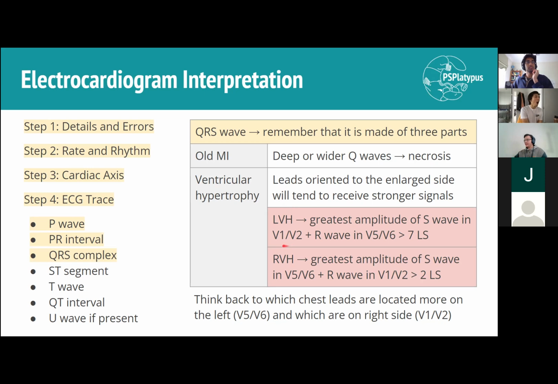So it's a bit of maths, I know it's really annoying, but you just want to be able to compare V1 and V2 to V5 and V6. Take the greatest amplitude of the S wave, which is going down, in V1 and V2, and the R wave in V5, V6, which is going up. If you add them up, if it's greater than 7, it's going to be a left ventricular hypertrophy. And this is talking about large squares. Right ventricular hypertrophy is kind of the opposite, except now you're thinking about 2 large squares instead. For some reason, it has a lower number, or at least a lower threshold. And again, think back to the anatomy.